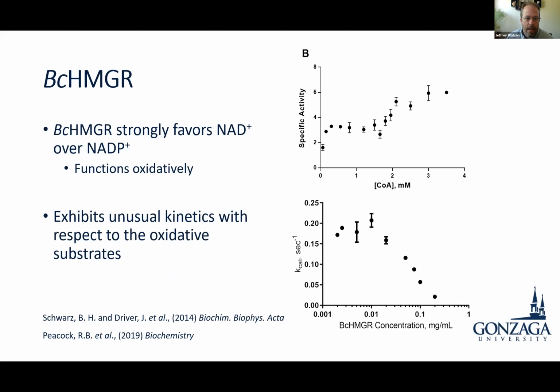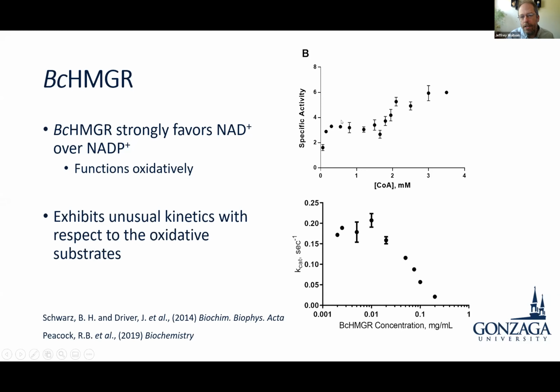So when we started studying it, we noticed some unusual things. One, BC-HMGR strongly favors the use of NAD, NADH over NADP or NADPH, which suggests it functions in an oxidative direction. Since reductive biosynthetic enzymes typically use NADP, NADPH, oxidative enzymes typically use NAD or NADH. But the more interesting thing that we discovered was that it exhibits unusual kinetics with respect to the substrates of the oxidative reaction in the oxidative direction.